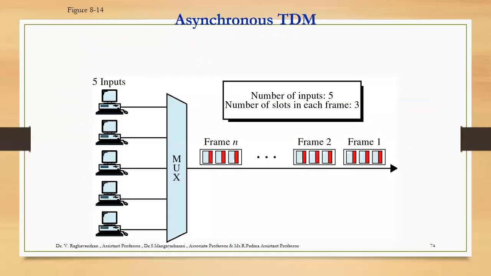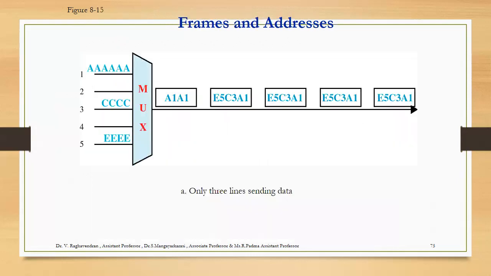This is an example of asynchronous TDM. Here I use 5 different systems, and after that the same multiplexing process is followed. So the number of inputs is 5, and the number of slots in each frame is 3. I specified 3, so frame 1 has 3 slots, frame 2 has 3 slots, up to frame n also 3 slots. For example, I use 5 devices A, B, C, D, E. Here A is present, B is not there, C and E are present.